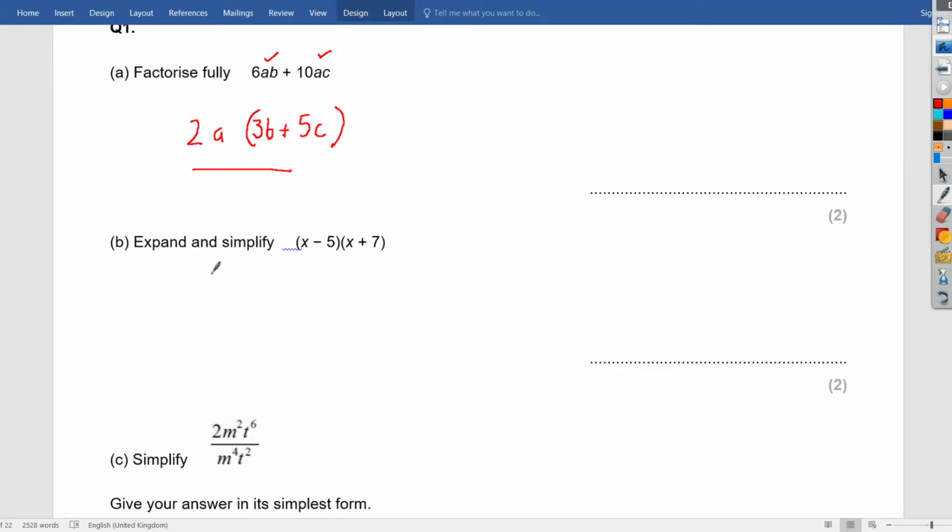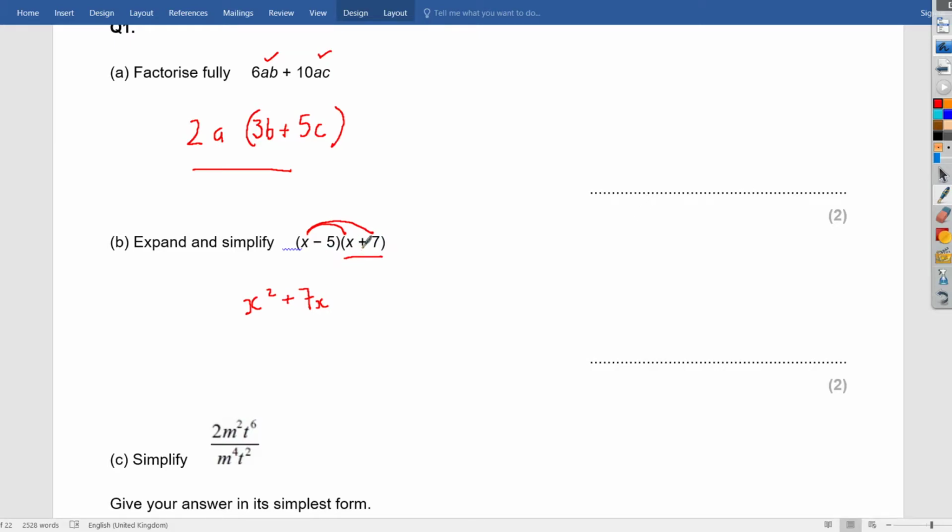Expand and simplify. Let's do the expansion first, and then we simplify it. Now, we've got this second bracket, we just keep it like that. We're going to times everything inside this bracket by x. So x times x is going to give me x squared. x times 7 is positive 7x. Okay, so let's just double check. We times everything, x plus 7 by x, by this one. So obviously that gives me x squared and 7x.